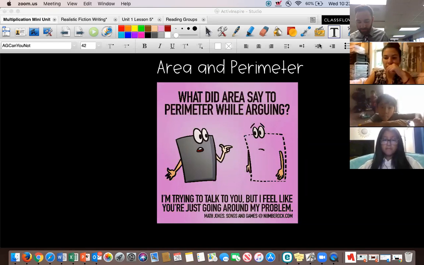And so we just thought it'd be important to take a day and really focus on the difference between the two and really understanding how to solve for area versus how to solve for perimeter. So tomorrow we're going to focus more on the multiplication part of area and how that relates to multiplication. Today we're just really going to focus on the difference between the two and how you solve for area versus how you solve for perimeter.